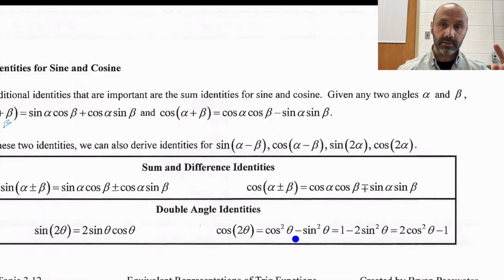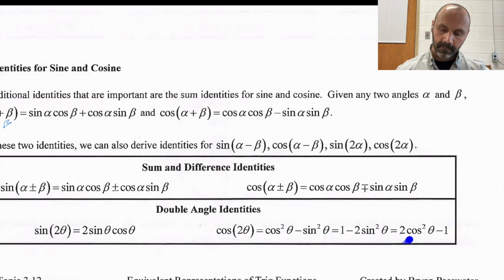Okay, now we can substitute using the Pythagorean identity. Cosine squared could be 1 minus sine squared. So if you plug that in, then you end up with 1 minus 2 sine squared. Sine squared, like we saw before in the previous example, is also 1 minus cosine squared.